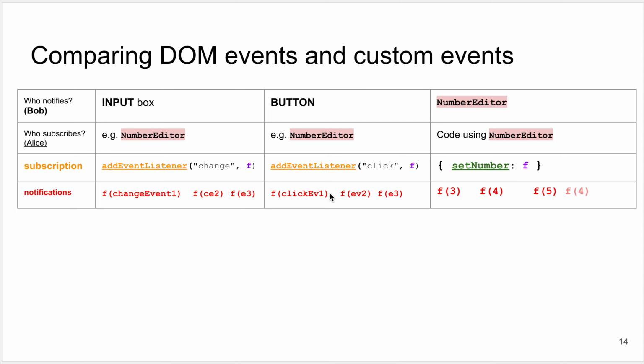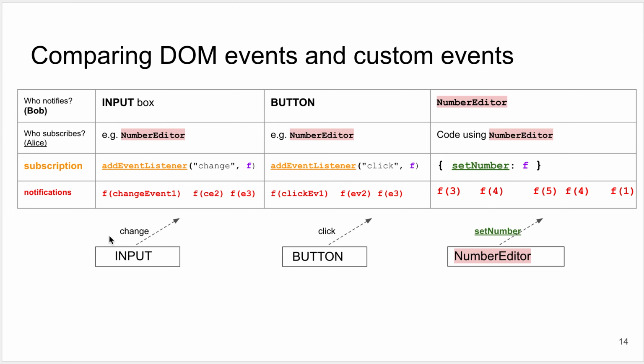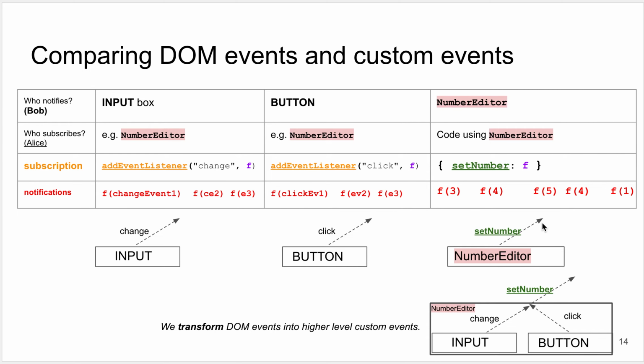which is probably much more useful for the outside world than to get events and having to look into them and analyze them. We could say that the input box fires change events, the button fires click events, and the number editor fires setNumber events, so to speak. That's why this is called a custom event. The other thing we have to notice is that if we look into the code, the number editor takes input events and converts them to setNumber, and takes click events and converts them to setNumber. That is, we convert the event to something higher level, more useful for the outside world.